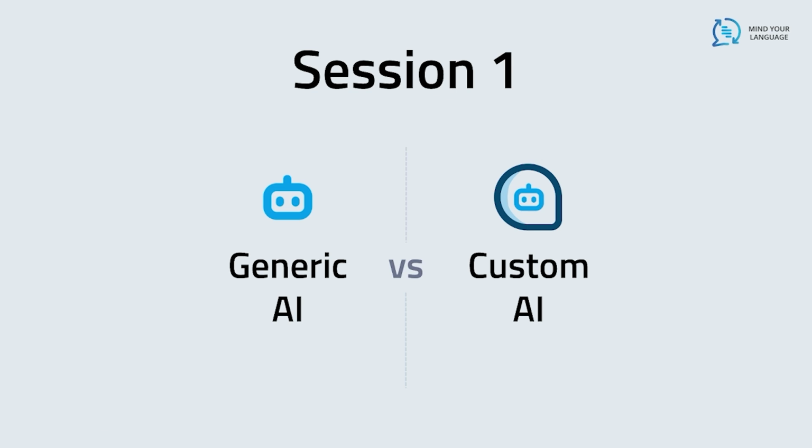What we will be doing today is running the same piece of content through two translation approaches. First, we will translate a piece of content using generic AI translation, the kind of tool that most people use today. Then, we will translate the exact same content using a custom AI translation model developed by MYL.